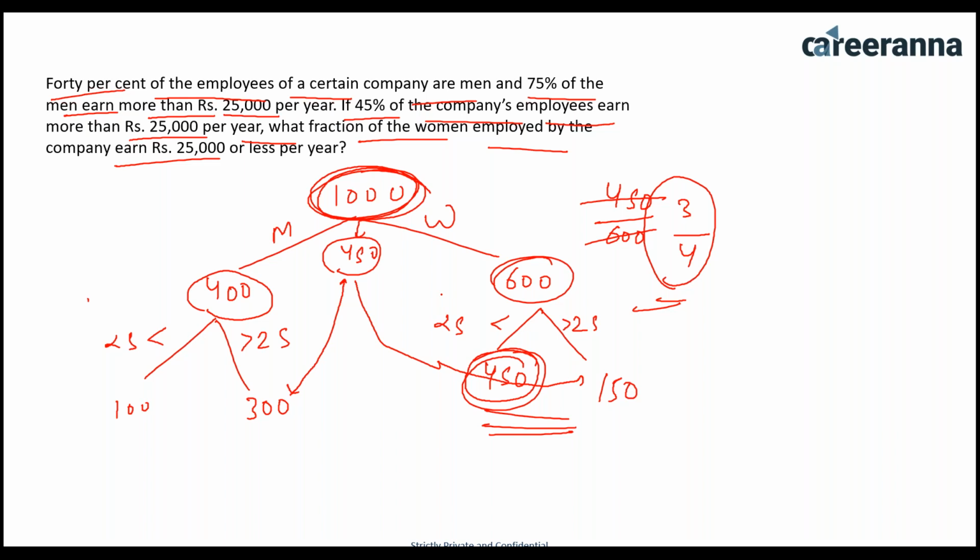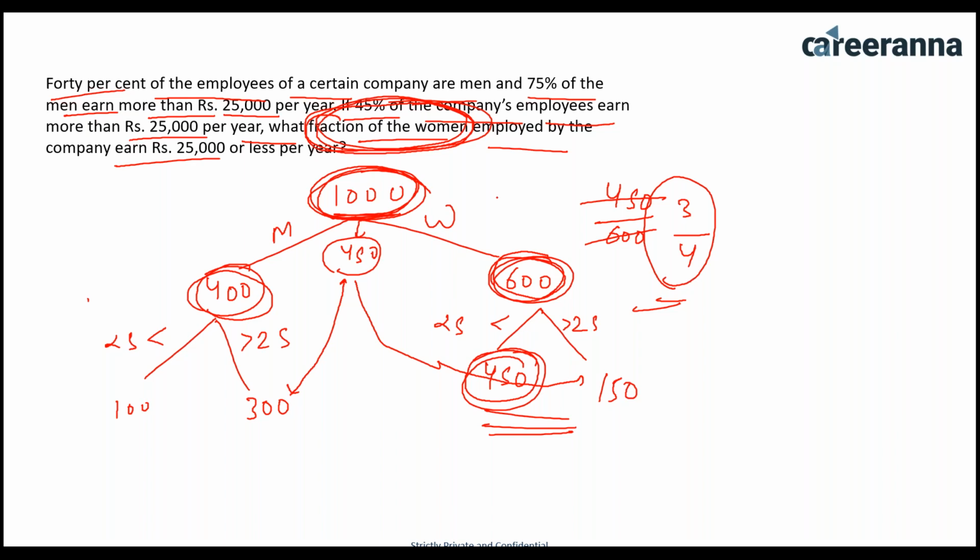Is it clear to all? Any doubt? The question asks the fraction of the women. Yes, I'll explain it again. Okay, as per the question, I took the number to be 1000. Men are 40%, it becomes 400. Women would be 60%, it becomes 600.